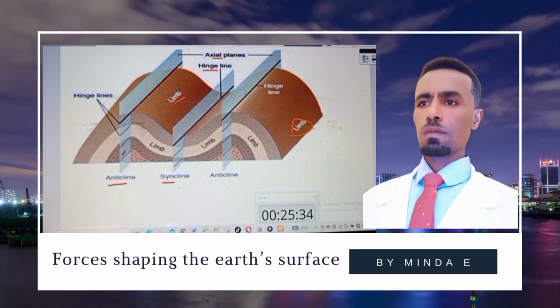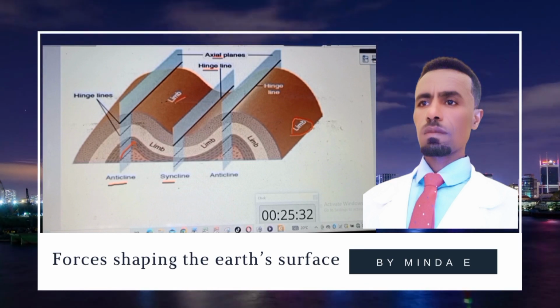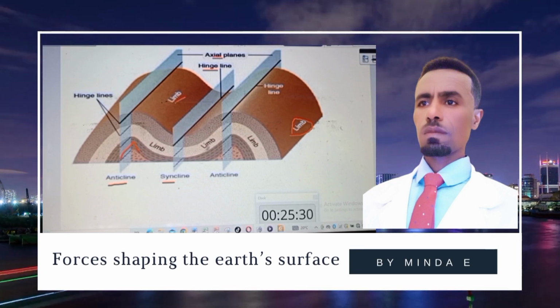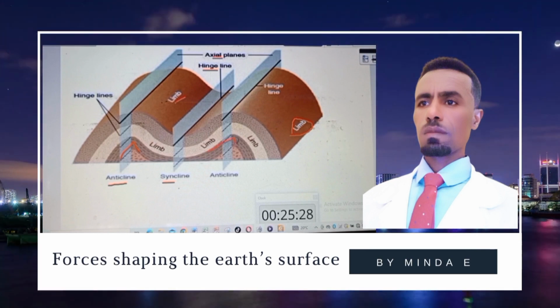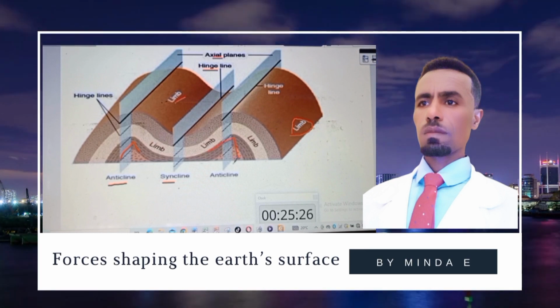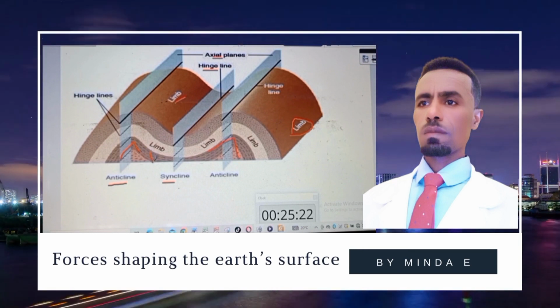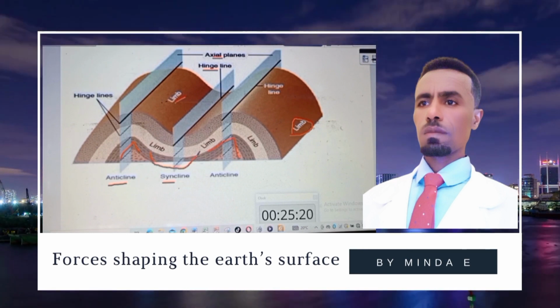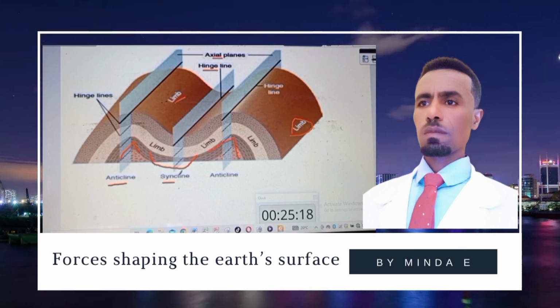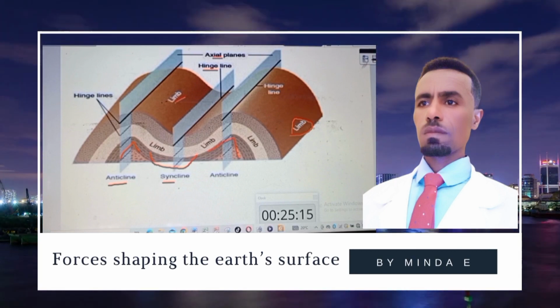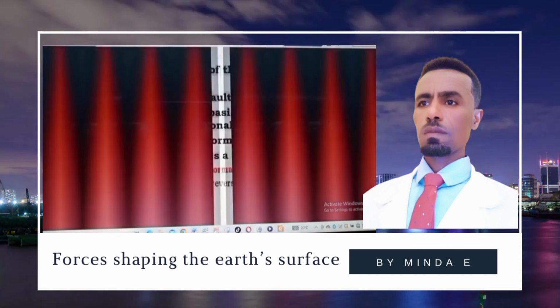Here there is an anticline fold, which is known as upward folding. Here again we have upward folding, what we call an anticline fold. And around this area what we see is a syncline fold. Okay.